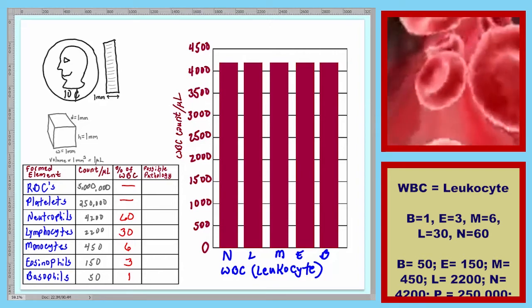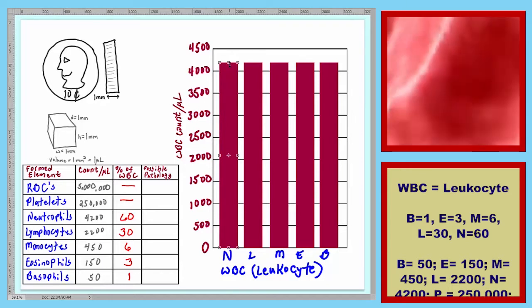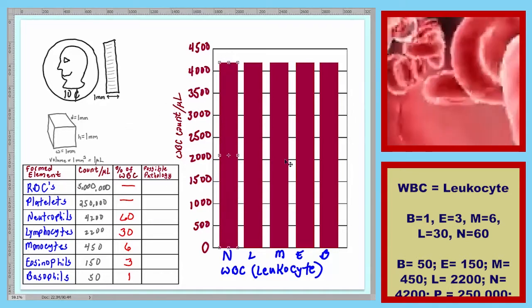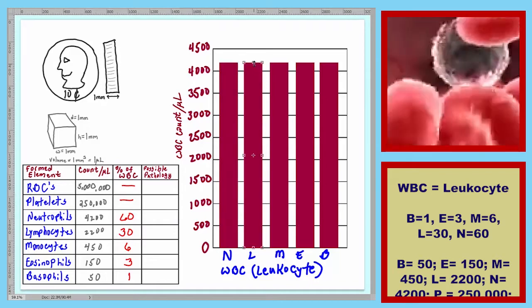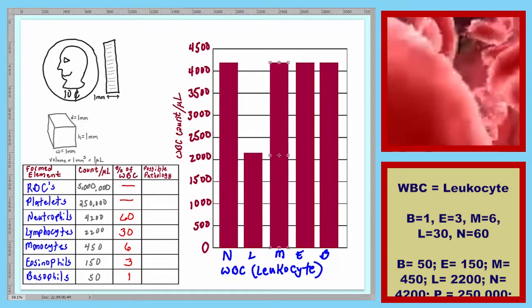So for the neutrophils, we have a white blood cell count of 4,200. For the lymphocytes, that should be 2,200. So let's lower this one. Let's put this one at 2,200, somewhere close to that. For the monocytes, the number is 450.